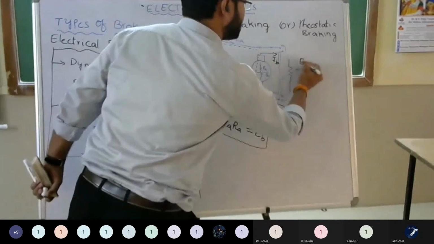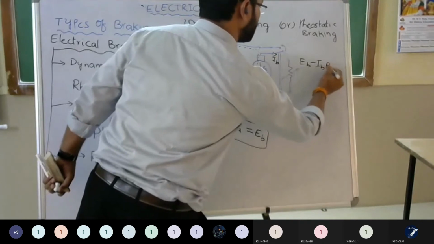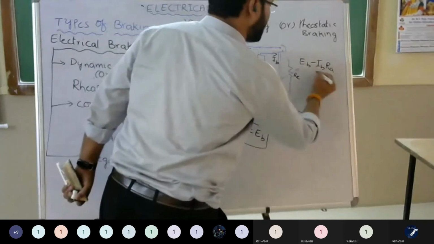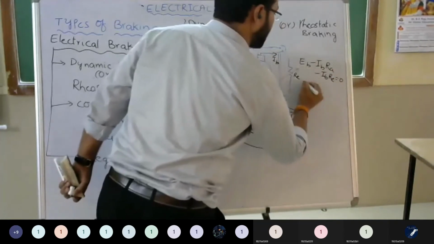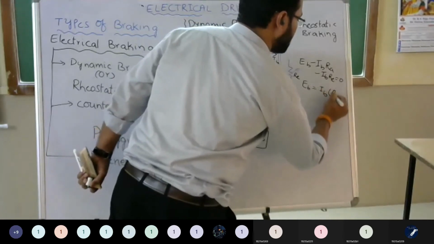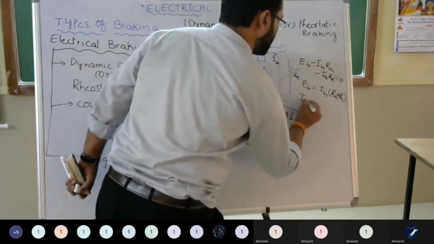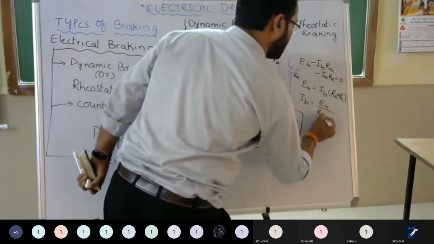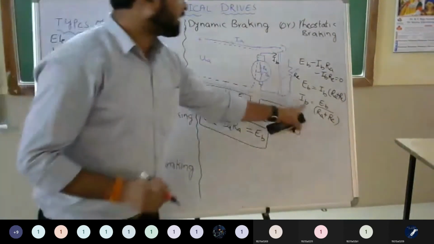From here to here, EB minus IB RA. Suppose this resistance I am considering as the external resistance RE. So EB minus IB RE is equal to 0. So I can write this as EB is equal to IB into RA plus RE. So the braking current IB is equal to EB by RA plus RE. This is the braking current.